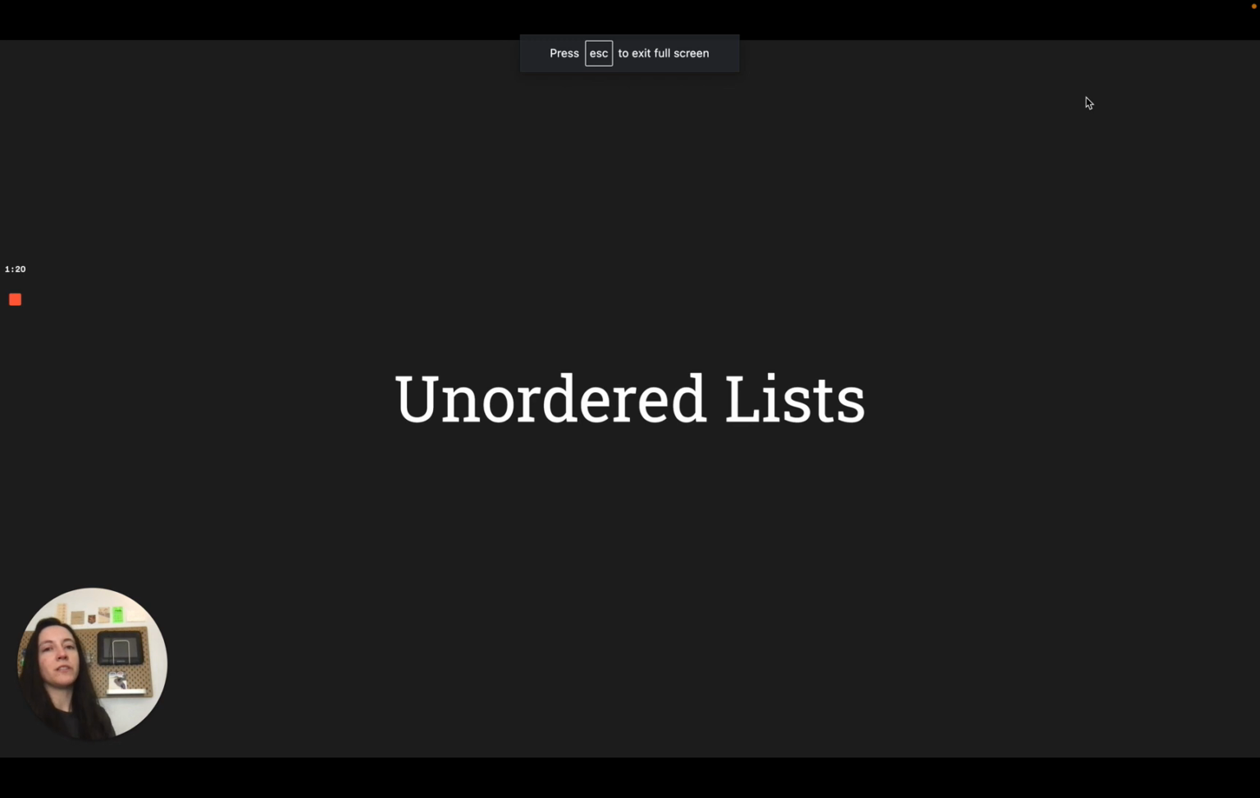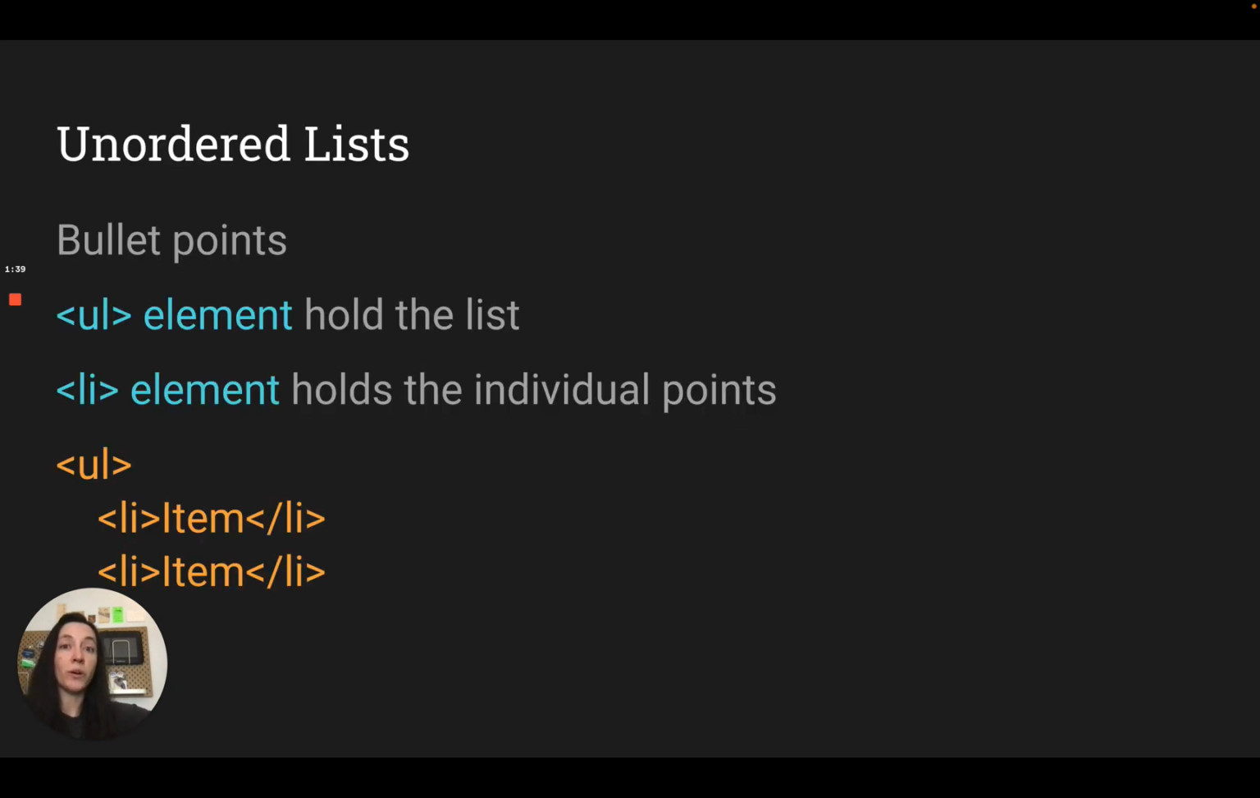So first I'm going to talk about unordered lists. So unordered lists are any times you have multiple of a thing, but it doesn't matter what order they go in. So say you have a recipe, the ingredients that are listed for that recipe, it doesn't really matter what order that the ingredients are in. That would be an unordered list. And usually you'll use those for bullet points.